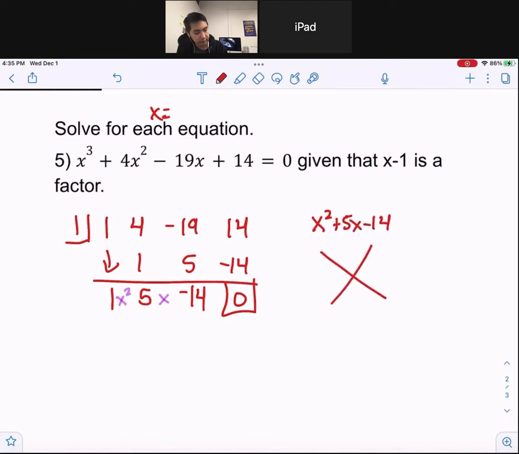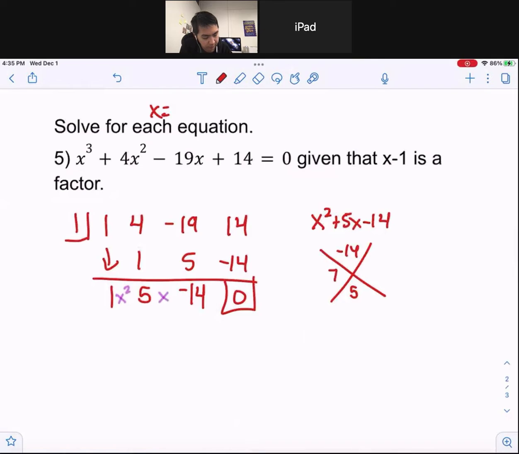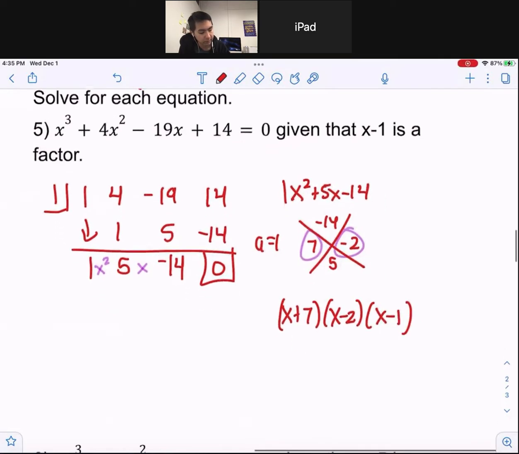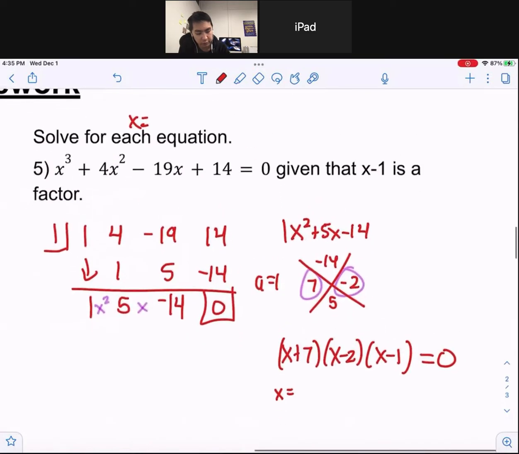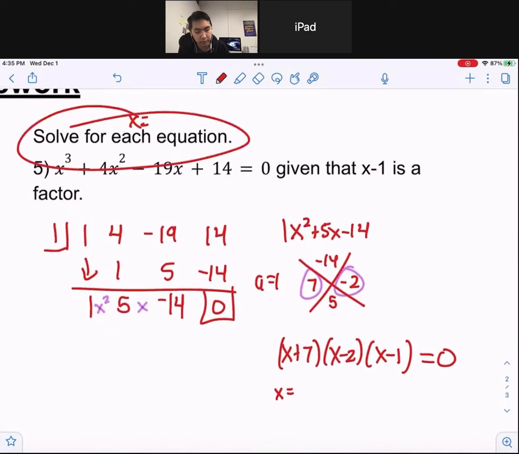So we have this as our polynomial, and we can do the x method, -14, 5. The two numbers multiply to -14, but when added together give you 5. That's 7 and -2. And since a is equal to 1, this is where you use the two side numbers. So x plus 7, x minus 2, and we originally had x minus 1, right? Now all of this is equal to 0, you guys, because it says the equation is equal to 0. Now we have to solve for x, because it tells you that you need to solve the equation.